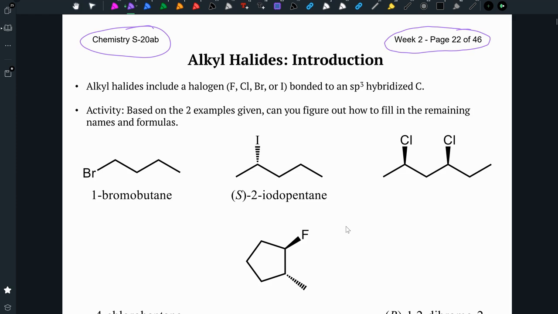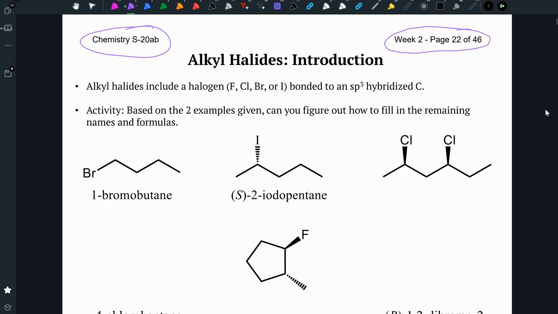So modules 20 to 23 really are dealing with reactions of alkyl halides. You've already been introduced to alkyl halides as a functional group, and in this course you've already been introduced to how to name them. So I'll start with just a reminder of how you actually go about naming alkyl halides.